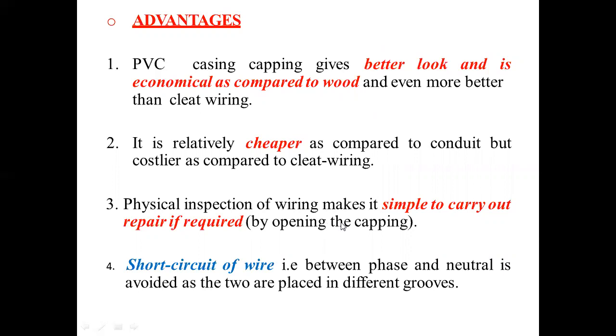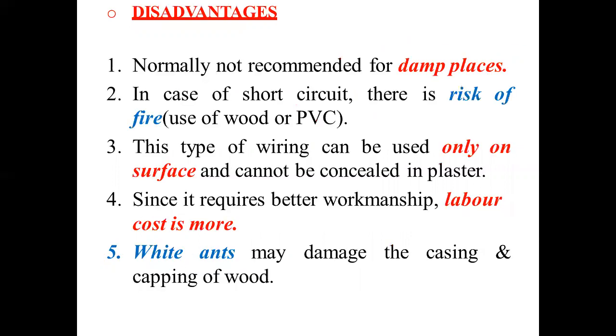Physical inspection of wiring makes it simple to carry out the repair if required. So if anything happens in the wiring, the physical inspection can be done easily in the type of casing and capping. Short circuit of wire is avoided because we can place the cables with some distance, so that you can easily avoid the short circuit in the case of casing capping.